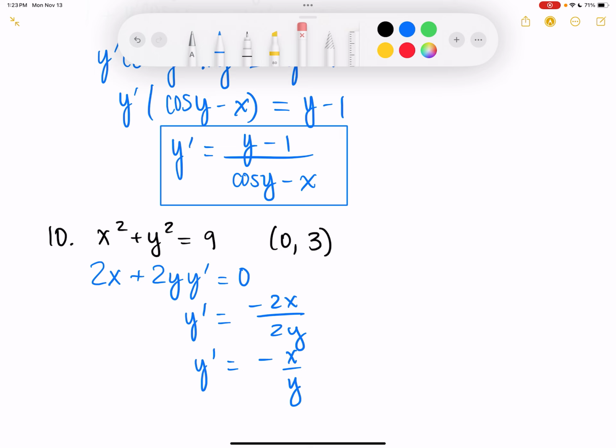Now we have the derivative, and normally we take the derivative at a point to get my slope. So now all I need to do is plug in those numbers. So I get 0 over 3. 0 divided by 3 is 0. 0 on the bottom would be undefined. So the slope is 0.